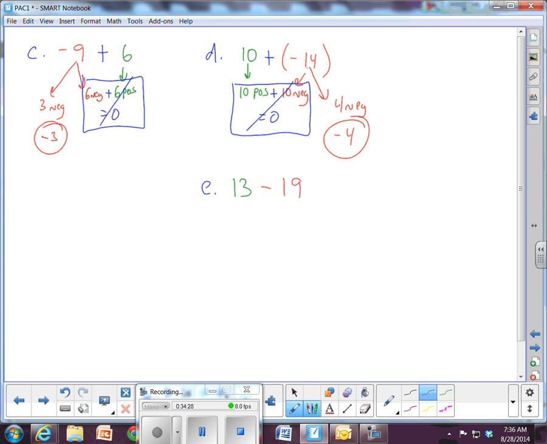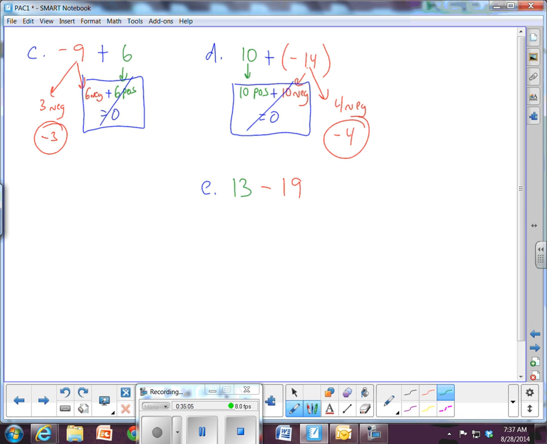And remember, you need to get used to looking at things as positives and negatives. And you've got to look at this and you've got to say, hey, I've got 13 positives and 19 negatives. That's the way you got to look at it. Get used to looking at it that way. Okay? So will your solution be positive or negative? Hopefully you said negative because there are more negatives than positives.